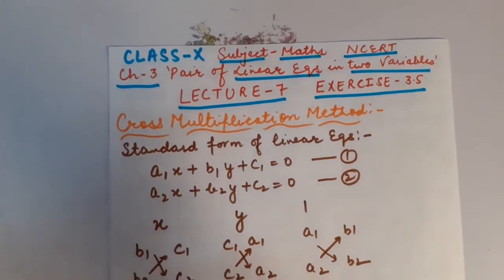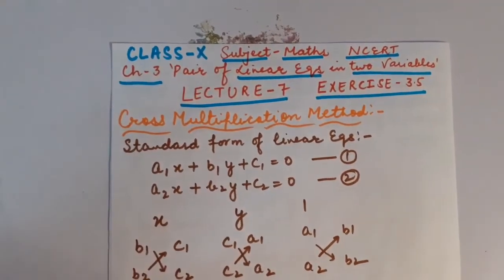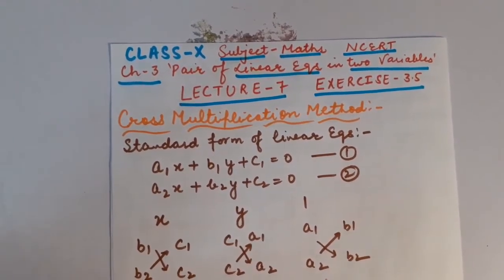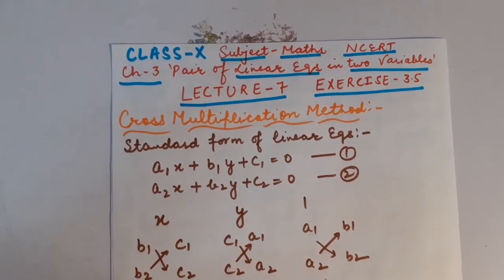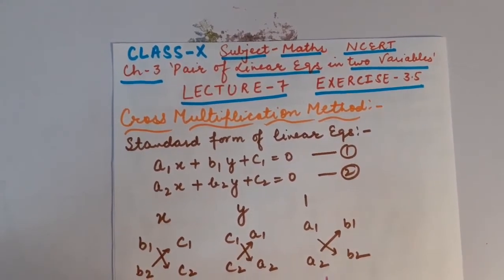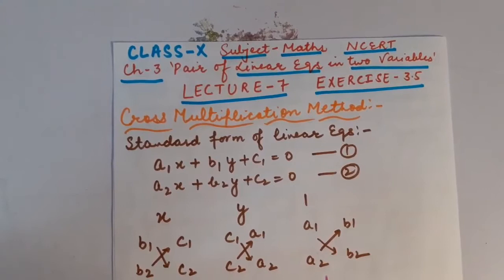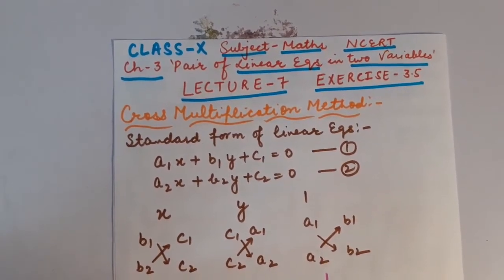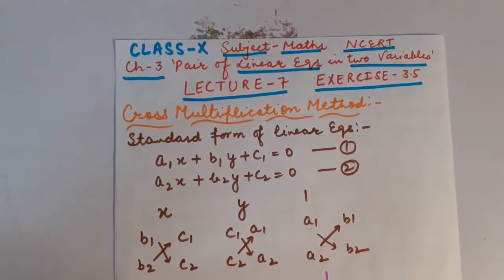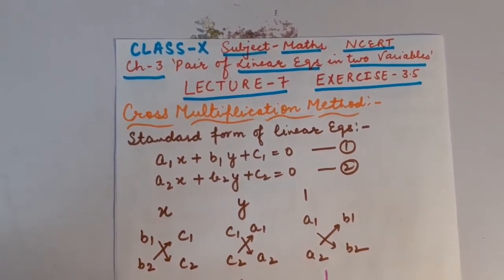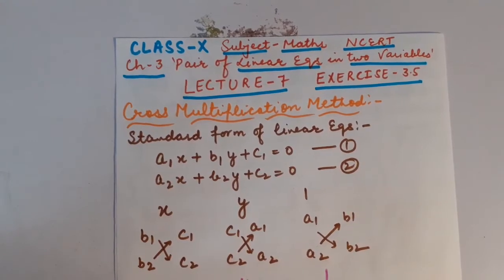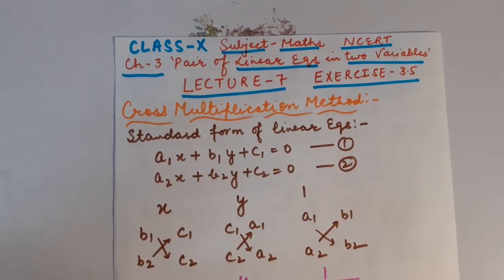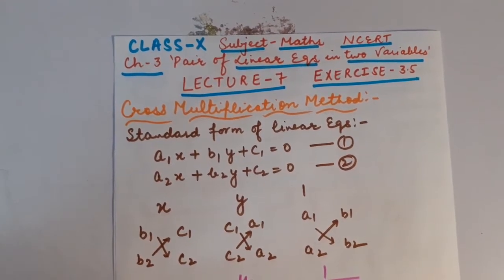Children, in the previous lecture, lecture number 6, I made you understand how to solve word problems based on the elimination method, which is one of the most important methods to solve a pair of linear equations in two variables. Today I am going to introduce another method of solving a pair of linear equations in two variables, that is the cross multiplication method.